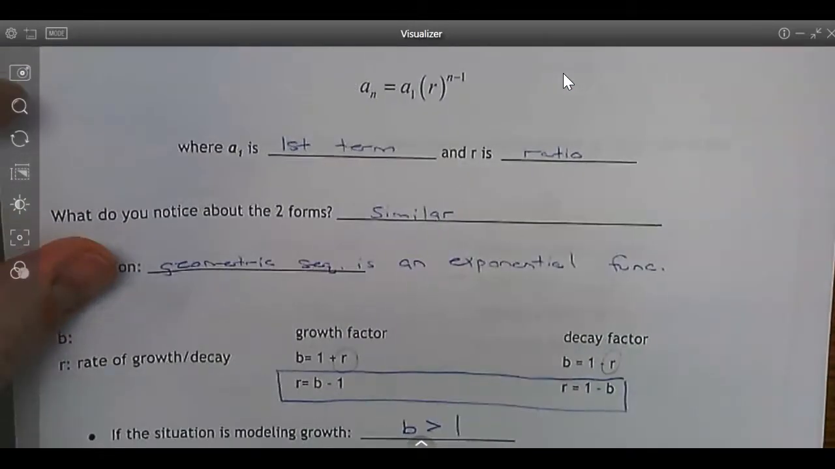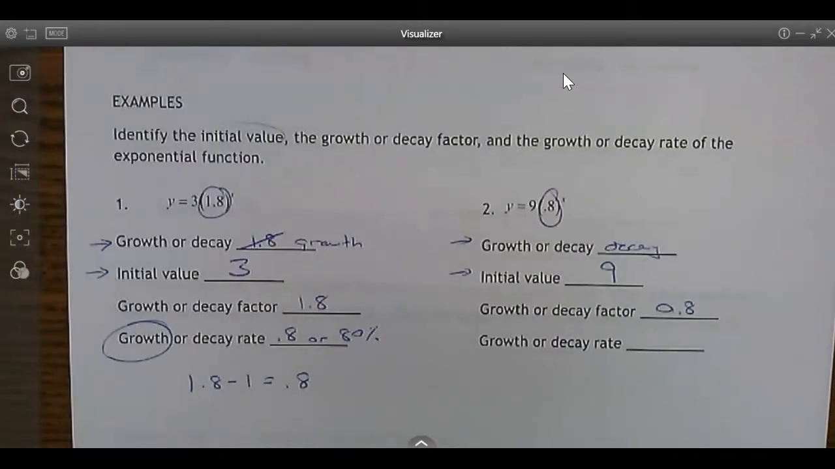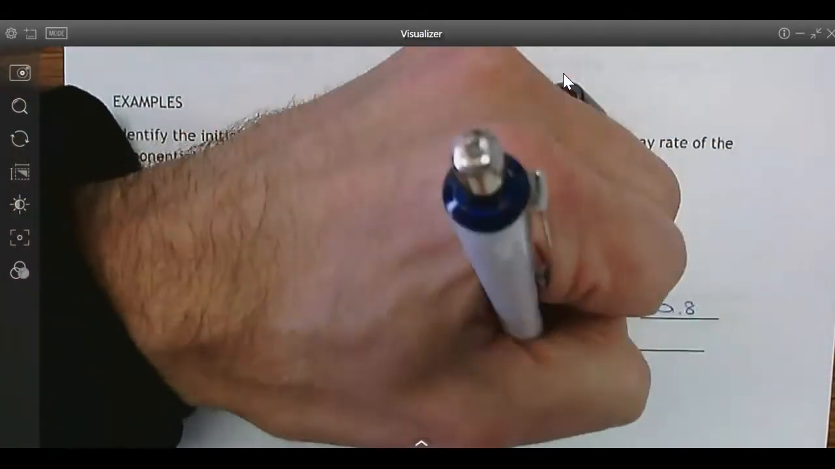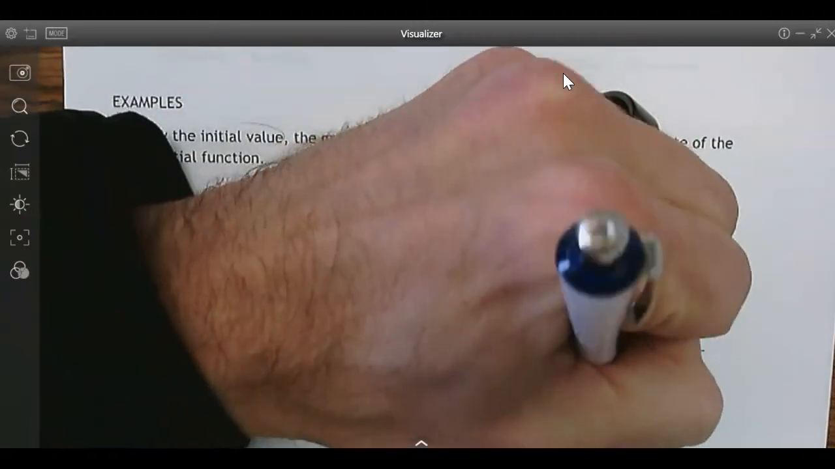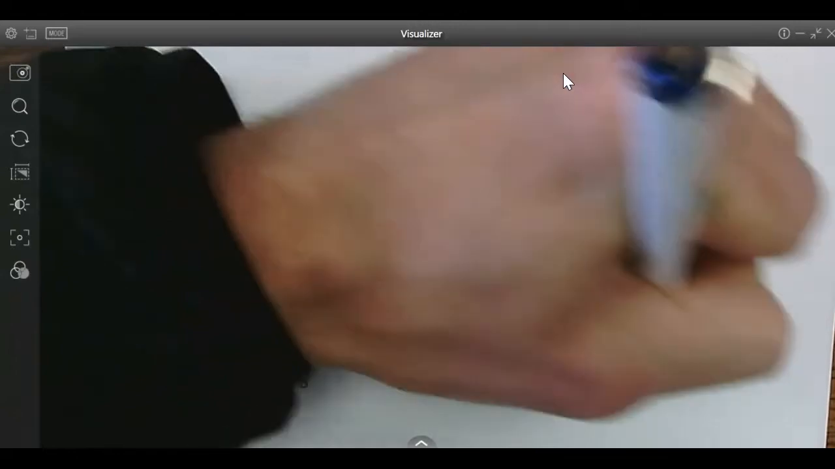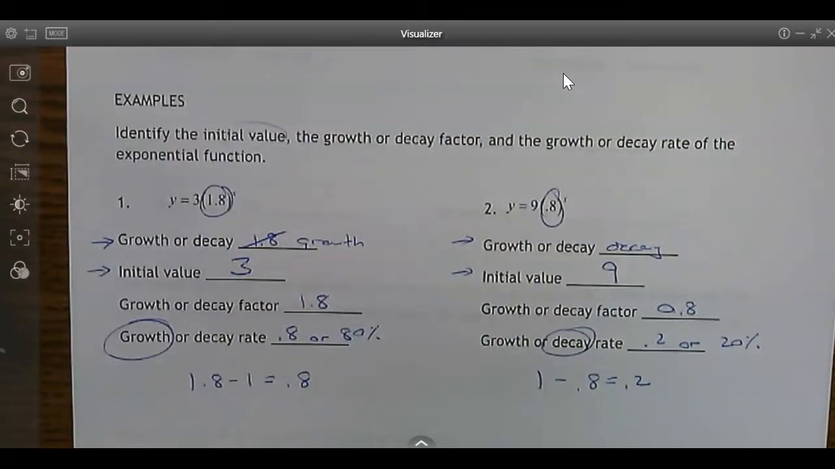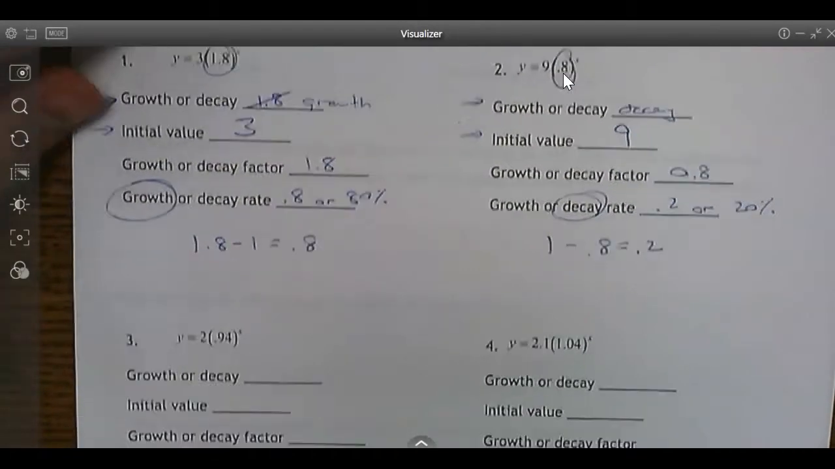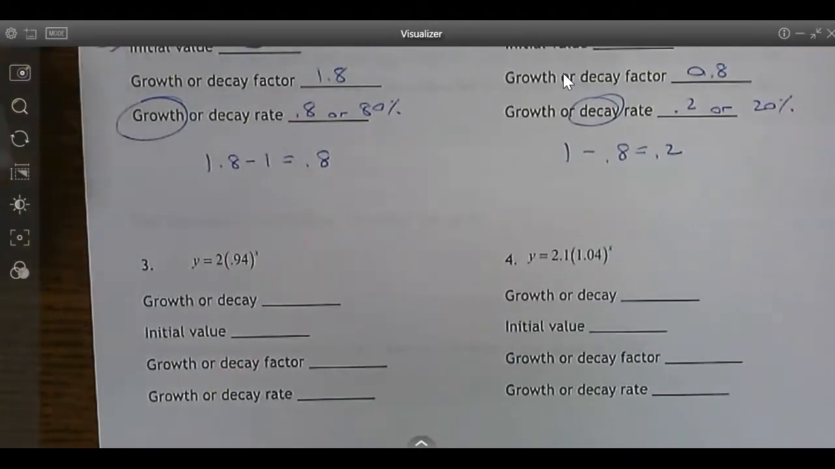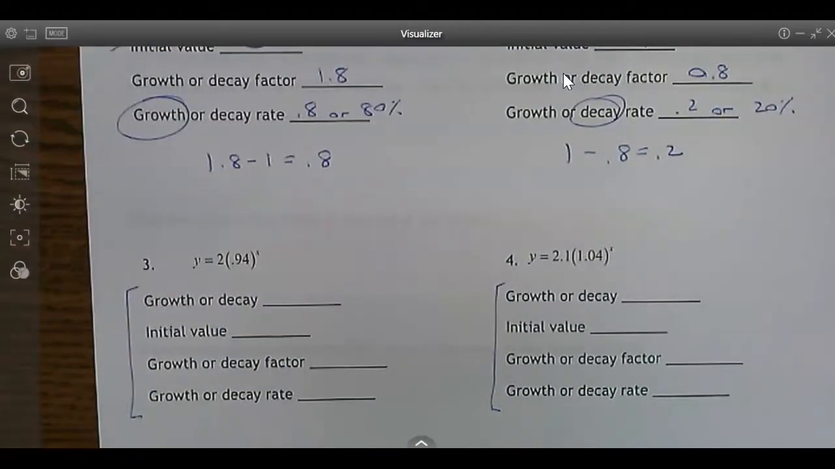Here, to find the decay rate, I'm going to take 1 minus that base. 1 minus 0.8 is 0.2. So here the decay rate is 0.2 or 20%. All right, with that being modeled for you, I'd like you to work through question 3 and question 4. Pause the video now and do that.